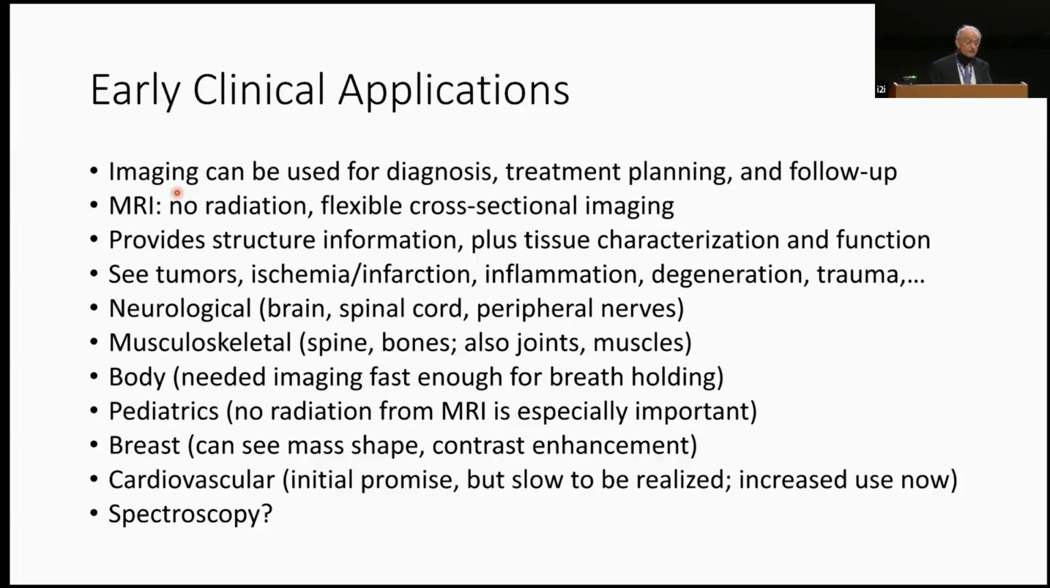So for early applications, particularly looking at the brain, spinal cord, which are otherwise very hard to look at, even peripheral nerves and the musculoskeletal system, people used to be using x-rays, which are very nice for looking at the spine and bones, but you can't see what's inside the joints. You can't really see muscles well.